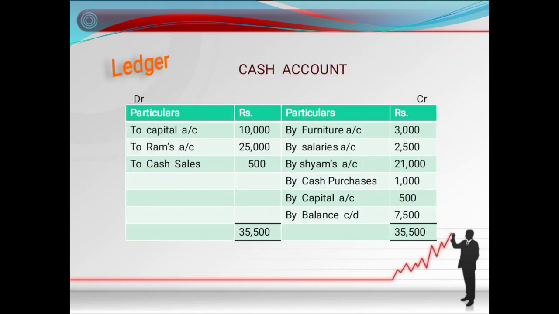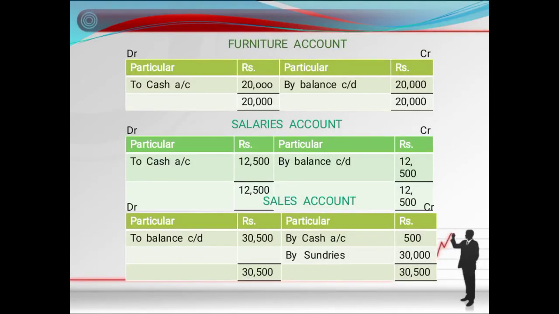Now, I give you one example. This is the cash account again. The balance carried down is 7,500. In the balance method, we have to take the balances. Here the balance of the cash account is 7,500. The furniture account is 20,000. Then the balance of the salaries account is 12,500. Then the balance of the sales account is 30,500.